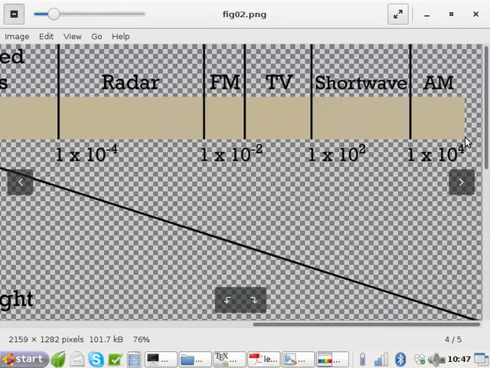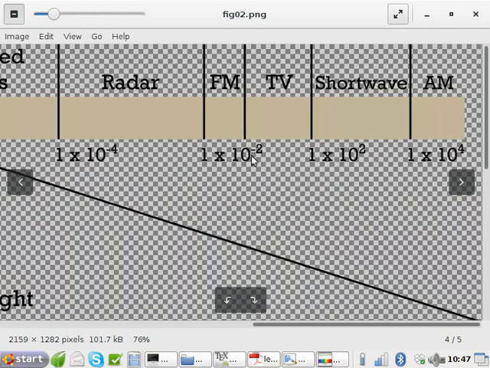And then the next one after that is the radar, 10 to the minus 4. Do you know radar? Yes, in submarines. AM and FM are both radio, but the FM one has a smaller wavelength. The AM has a big wavelength. In fact, this was one of the reasons FM is better than AM. So FM is minus 2. AM is a really big wavelength, 10 to the 4.